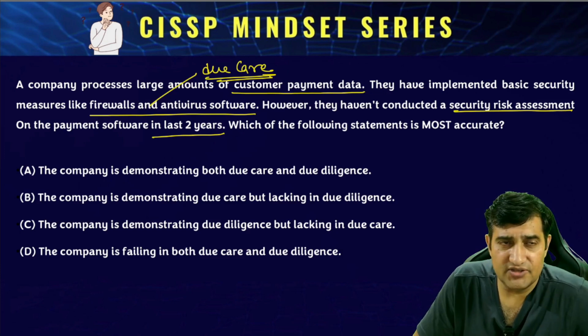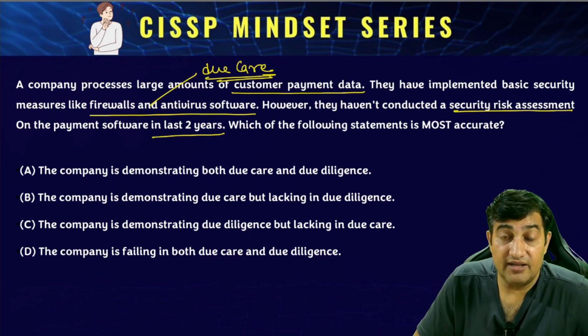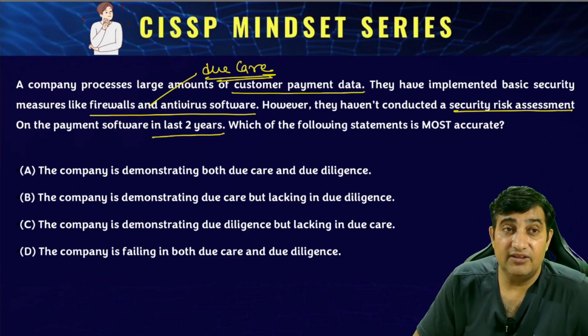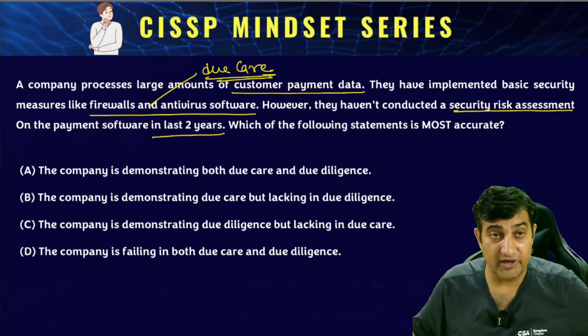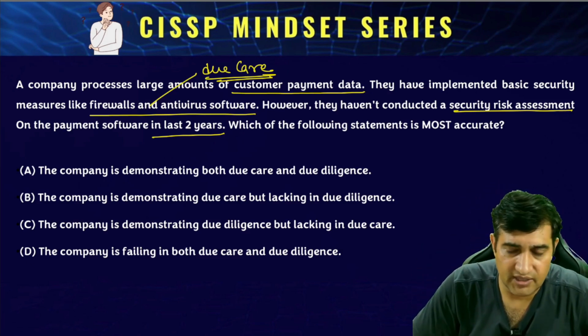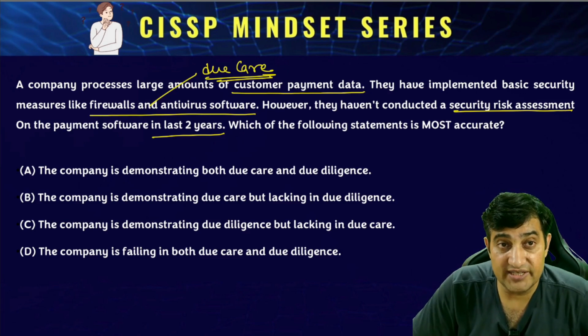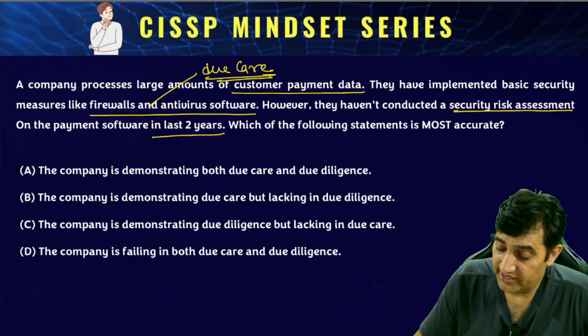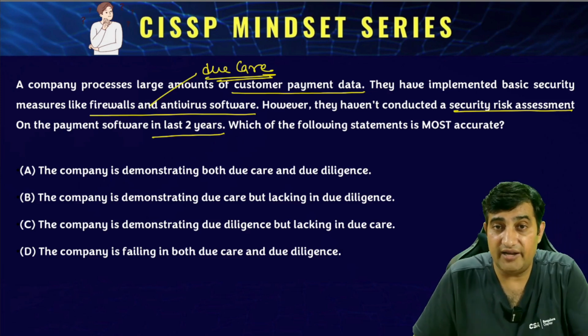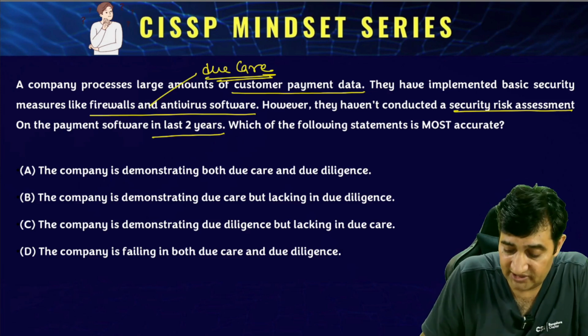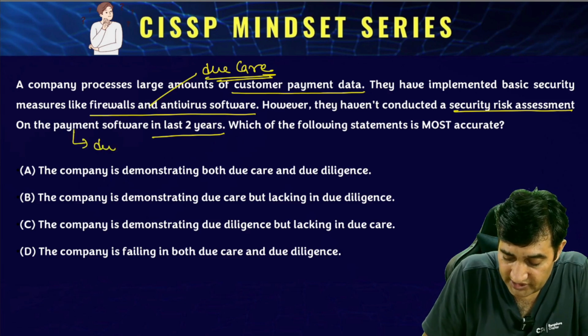It is due diligence. The gap finding, the research finding, all the research you do, the analytics you do to derive a particular decision, all of this is coming under due diligence. So it says for the last 2 years you haven't conducted a risk assessment. That means you have not identified your gaps enough, right? That means it is due diligence.